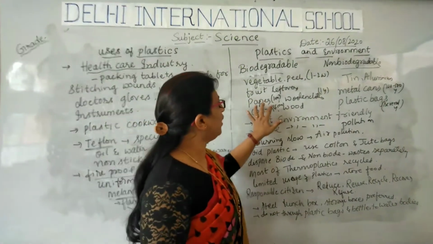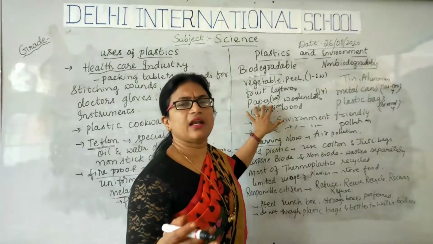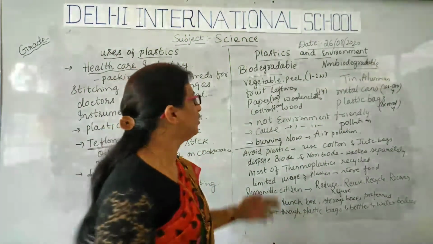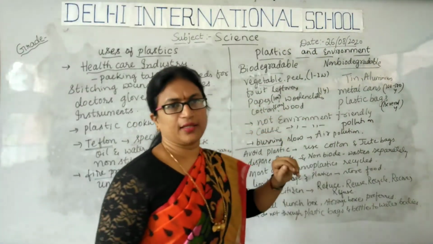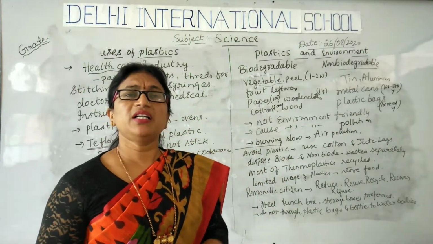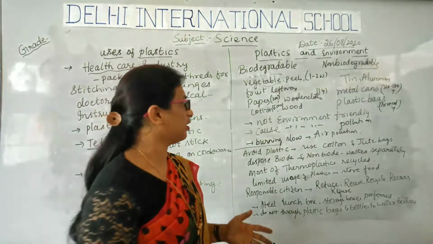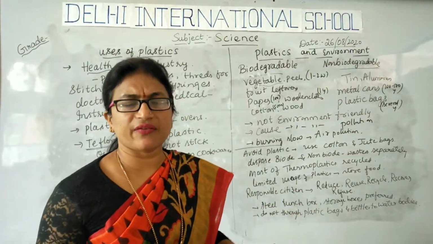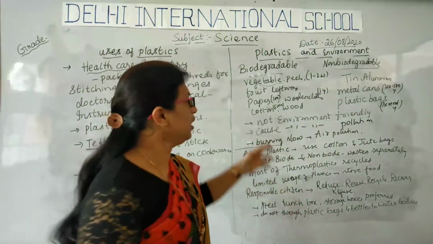In the same way, paper is decomposed by bacteria within 1 month. Woolen cloths take 1 year to decompose. It takes a long time, but it decomposes within 1 year. In the same way, cotton cloths approximately take 5 to 6 months to degrade.